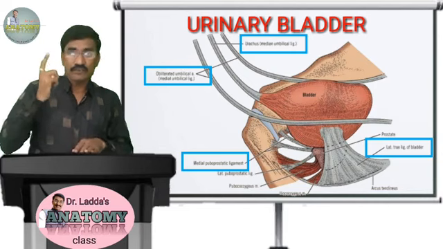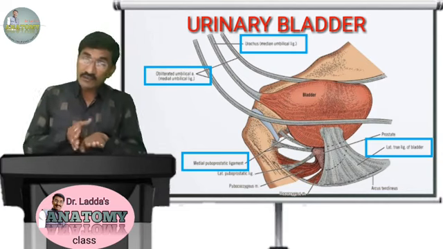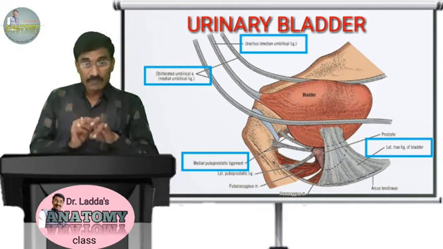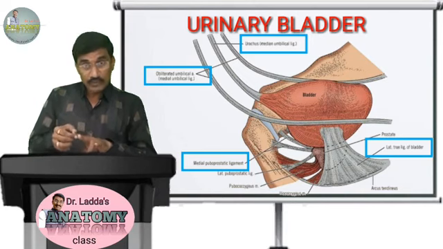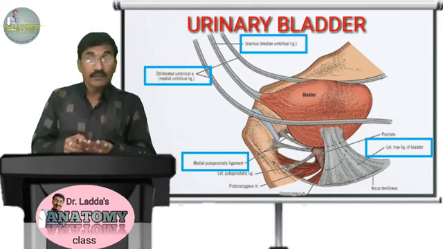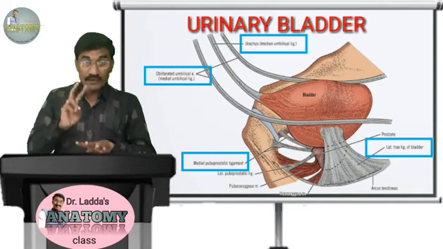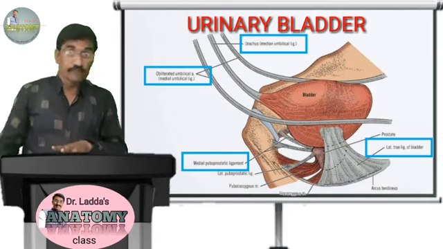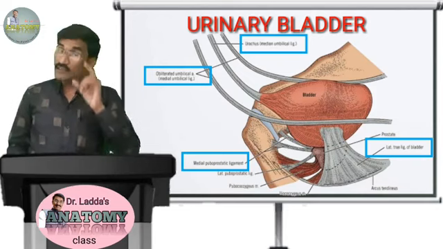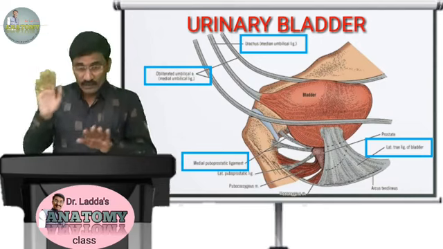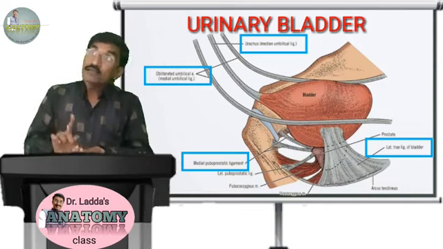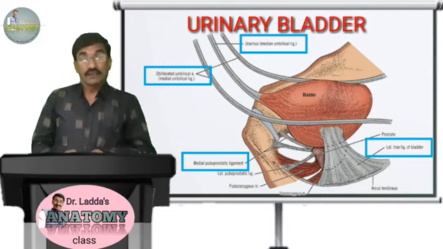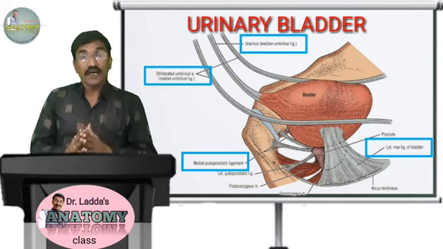Among the true ligaments, let's have a small revision. There are 2 lateral true ligaments, lateral puboprostatic in male and lateral pubovesical in female. Number third, median puboprostatic in male, median pubovesical in female. Why vesical in female? Because in female there is no prostatic gland. Now the next ligament is the median umbilical ligament, which attaches the bladder to the umbilicus, and the last one is the posterior ligament. So these are the ligaments.